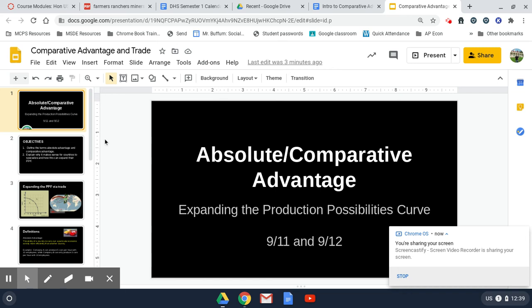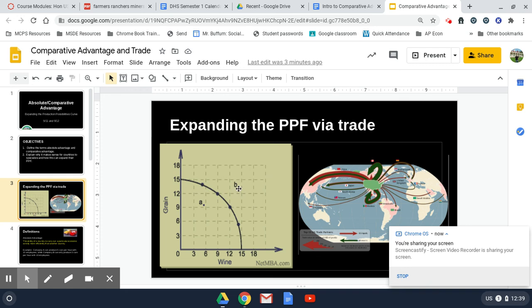Okay, so last lesson we talked about the production possibilities frontier. We learned you don't want to be inside that curve, because that means you're not accomplishing what you could accomplish. You're not producing what you could produce. And we learned that outside, like point B right here, is not attainable. Today we're going to take that a step further.